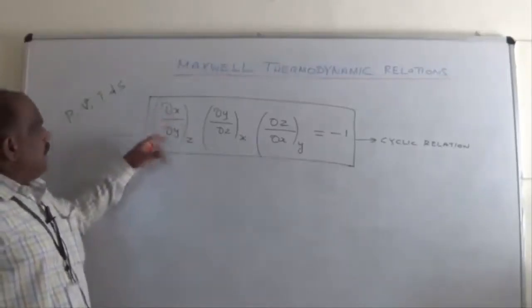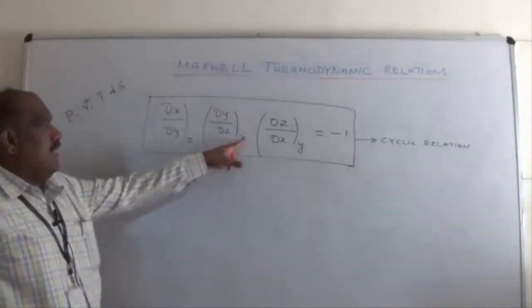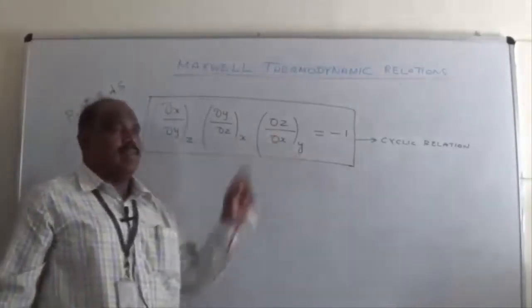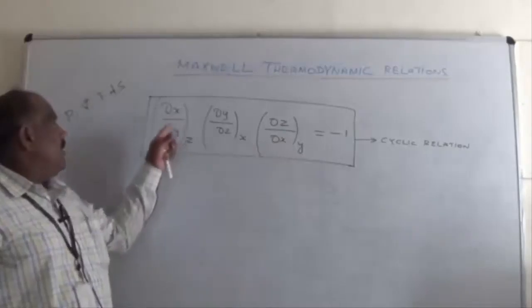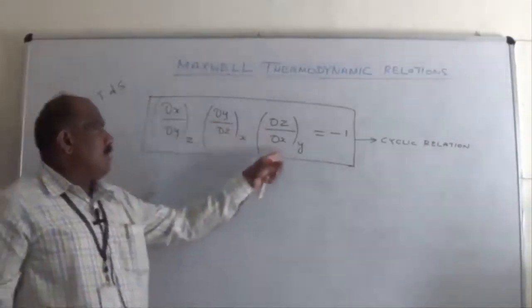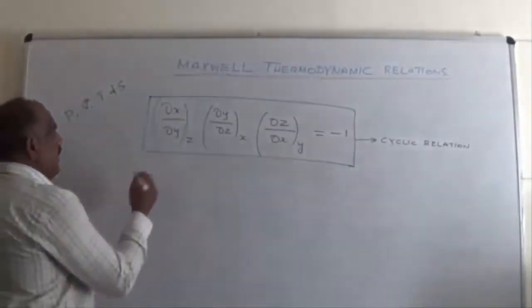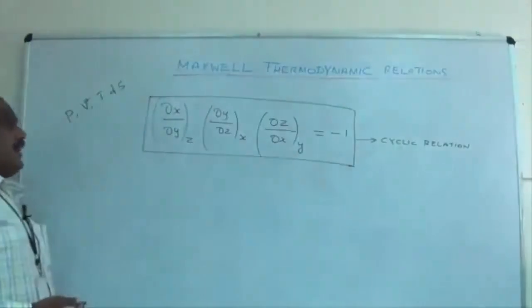If you have x and y, the other variable will be z. If y and z are there, the other variable is x. If z and x are there, the other variable is y. So we end up with (∂x/∂y) at constant z into (∂y/∂z) at constant x into (∂z/∂x) at constant y equal to minus 1. Here, you can take x, y, z as any variables.